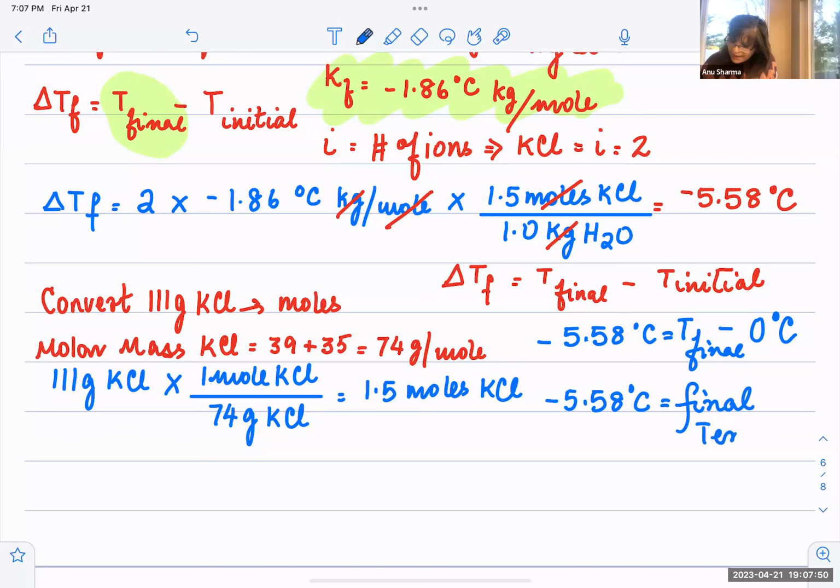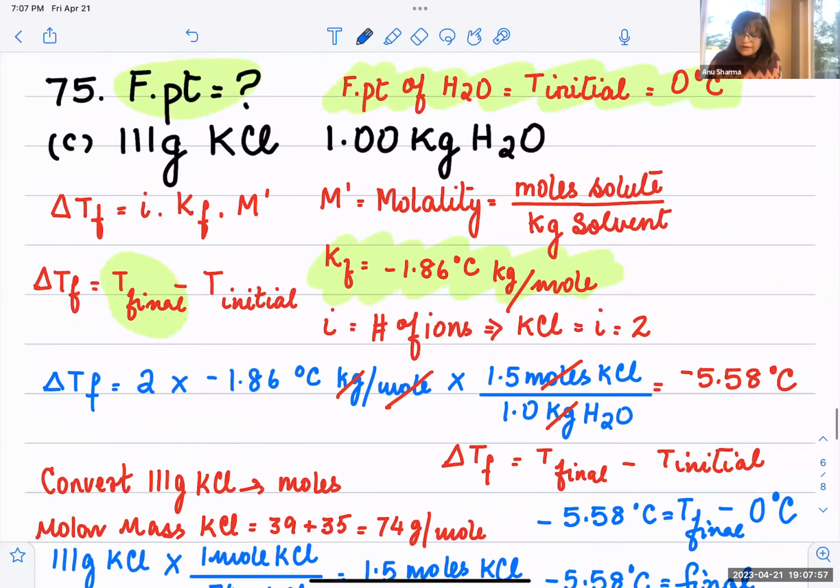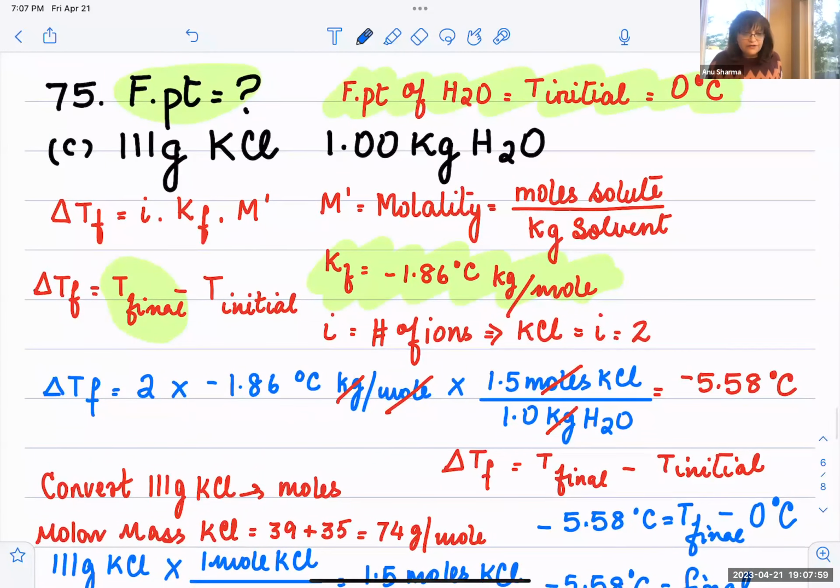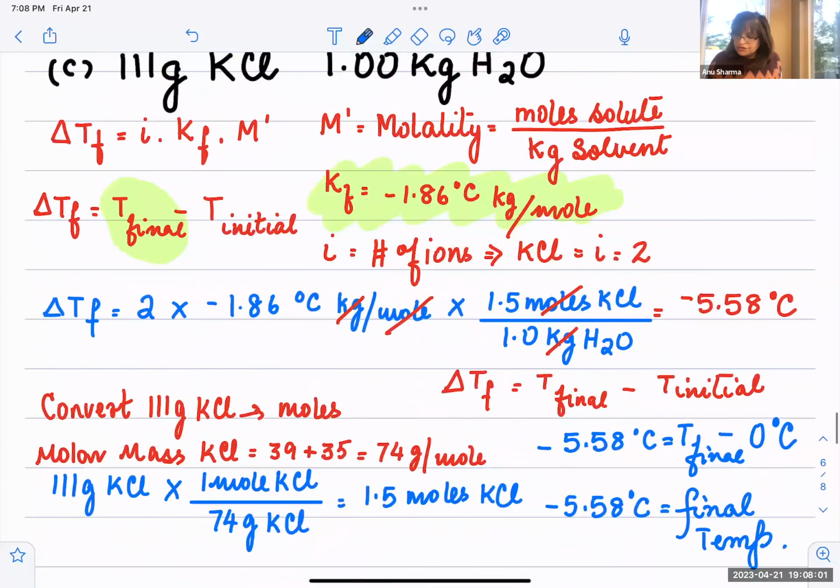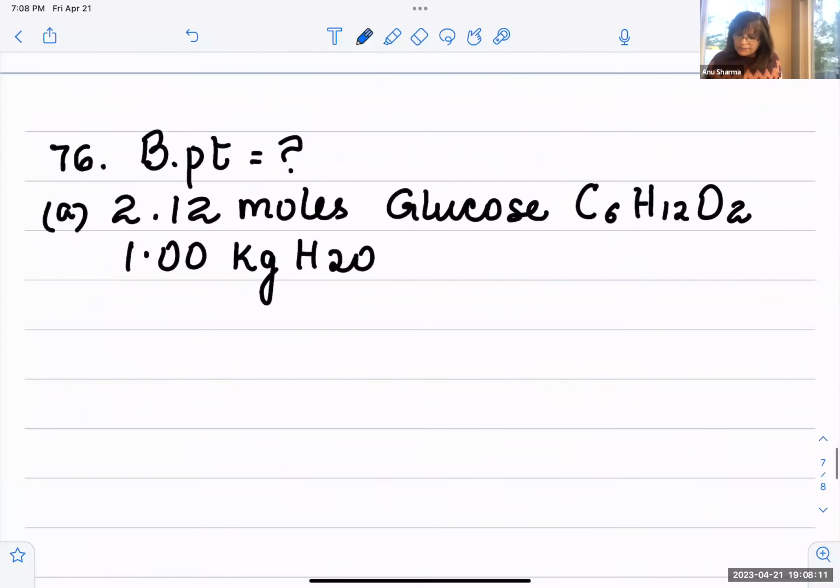So when you add 111 grams of KCl solution in 1 kilogram of water, the freezing point of that solution goes down. It's lower than 0 by 5.58 degrees Celsius. Okay, so that's one problem. Next is finding the boiling point.